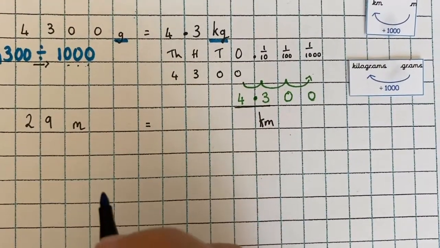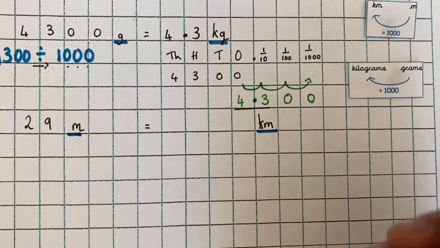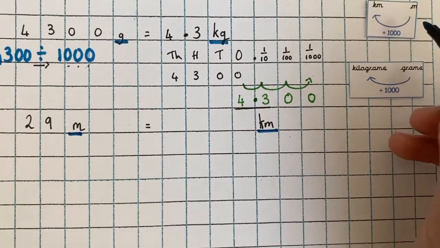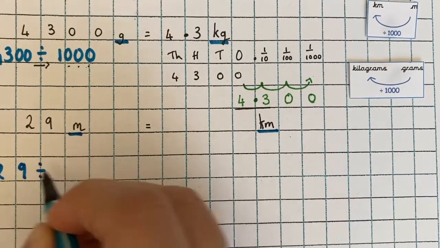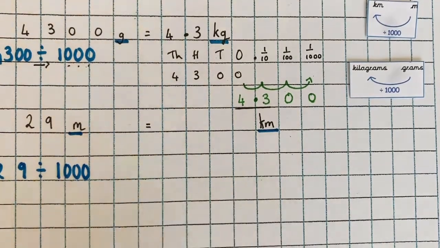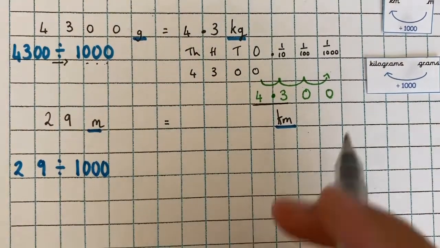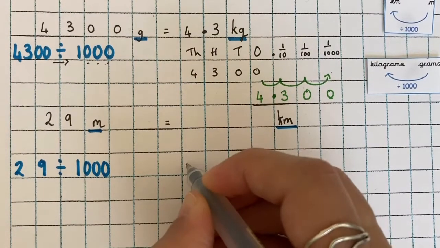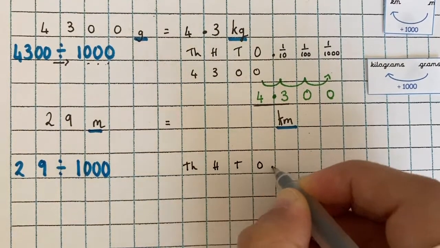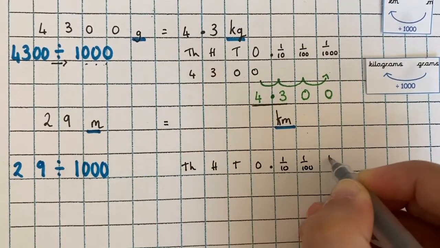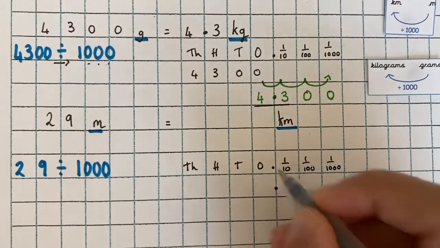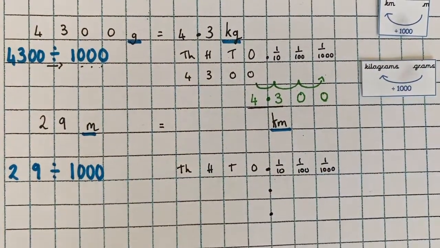Okay, let's do the same with the 29 meters. So we're going to convert from meters to kilometers. And as you can see, we divide that by 1,000. Again, you can use the place value grid to check your answer. And because we're dividing, again, we're going to move our digits to the right.